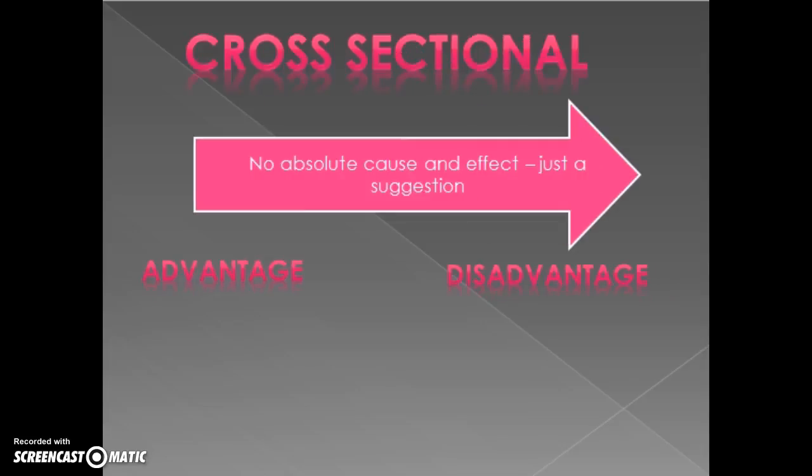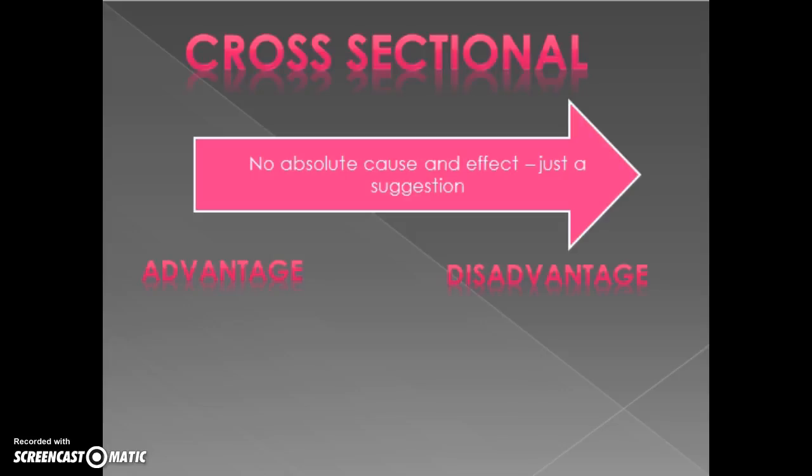The next method is the cross-sectional method, and this method is a snapshot of a particular group. The test is done at one specific time, which allows researchers to look at numerous things at any one time. Within this method there's absolutely no cause and effect, it's just a suggestion. An advantage of this method would be that it's quick and easy to gather large data.